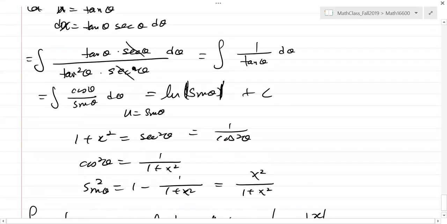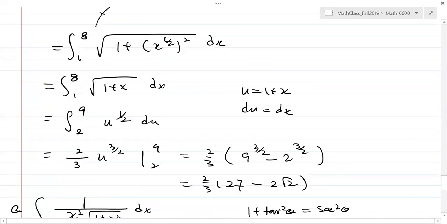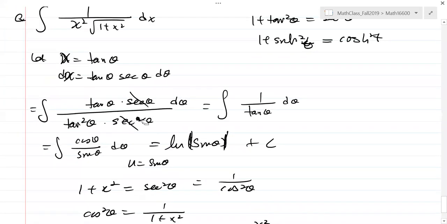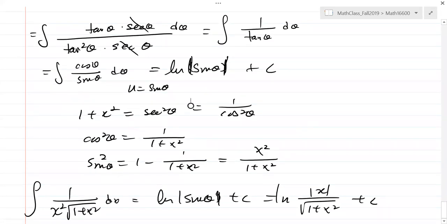So the dx, you cancel. You also cancel theta. So after you simplify, you can only get a cotangent theta. Then evaluate the cotangent theta using substitution or just write down the antiderivative. Then at the end, you have to change it back to x.